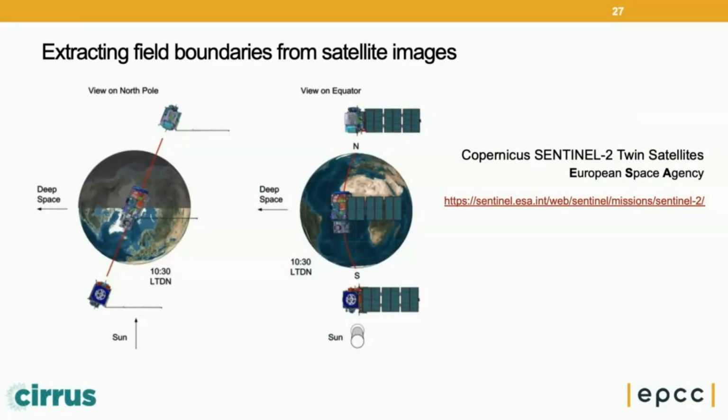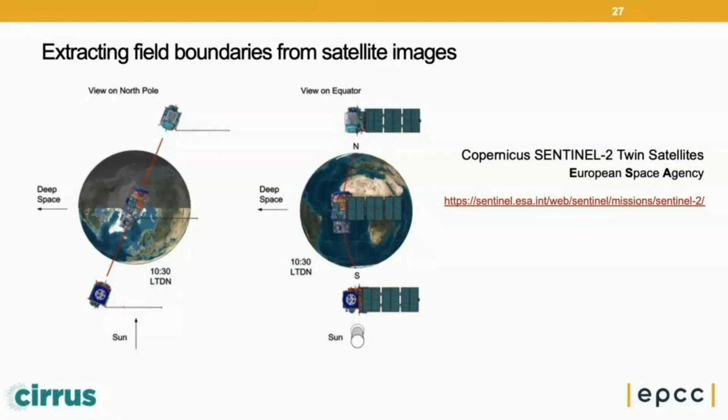So to move into our second use case on Cirrus, this is one where we're extracting field boundaries from satellite images. You're using satellite images of farmland, and you want a neural network that can work out where the field boundaries fall in that image, and automatically identify them rather than having to do this by eye, which would be quite time consuming.